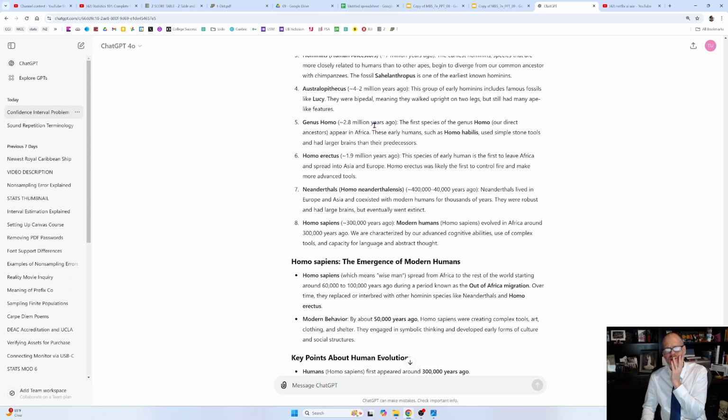Genus Homo, 2.8 million years ago, the first species of genus Homo appears in Africa. The early humans, such as Homo, had, I don't know what that is, simple stone tools and had larger brains than their predecessors. Homo erectus, 1.9 million years ago, the species of early humans, is the first to leave Africa and spread into Asia and Europe.